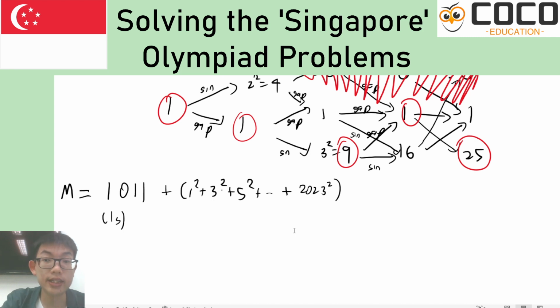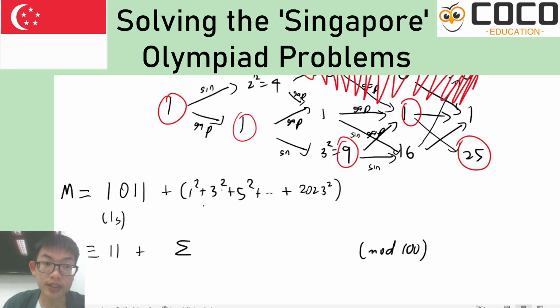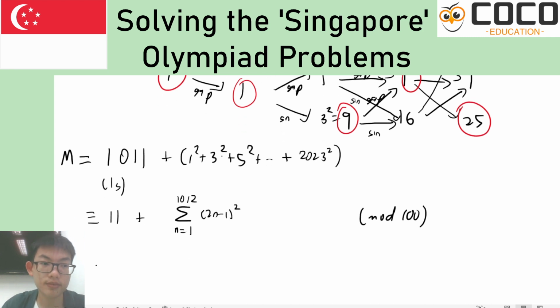The good news is that these are quite well behaved. They are all just odd squares. So I can write it as just a summation. Now, I'll just put 11 at the front, since it's going to be mod 100 that I care about. And for this, I will write it as the sum from n equals 1 to 1012 of (2n minus 1) squared. So this is 4n squared minus 4n plus 1.